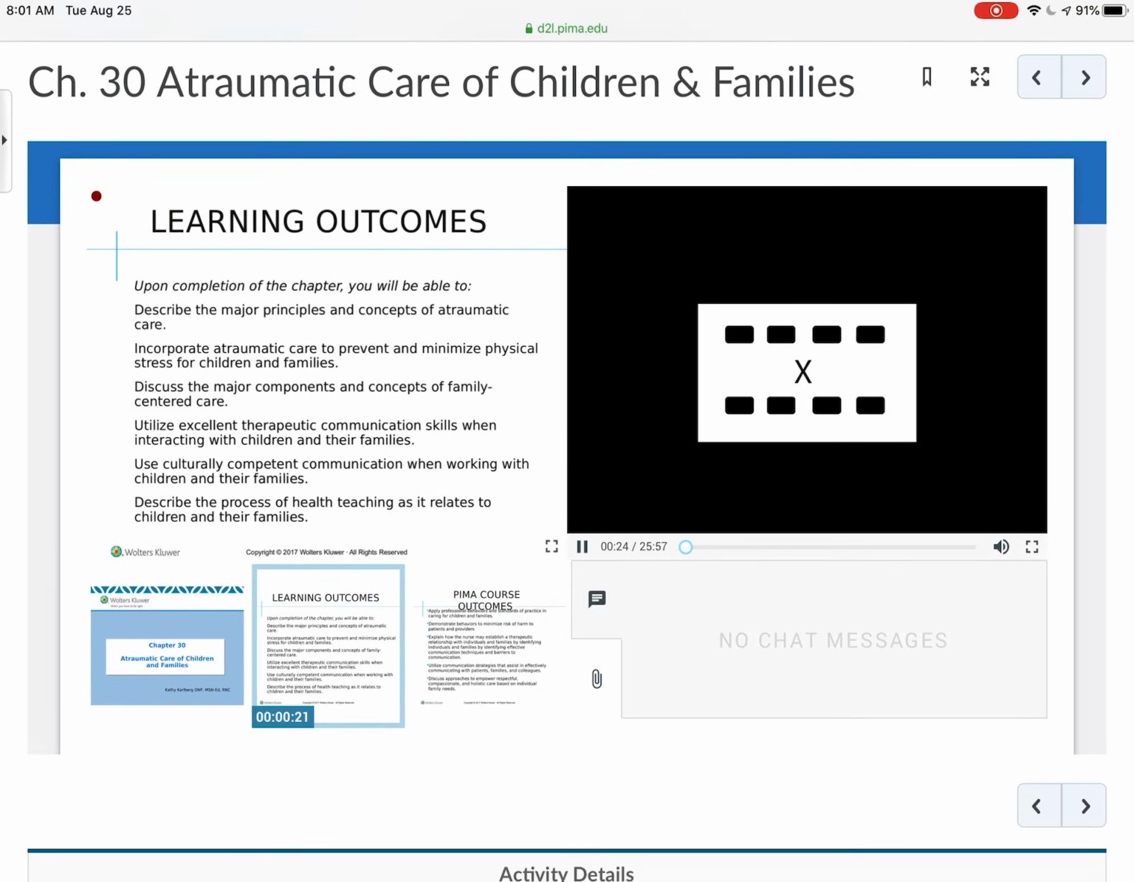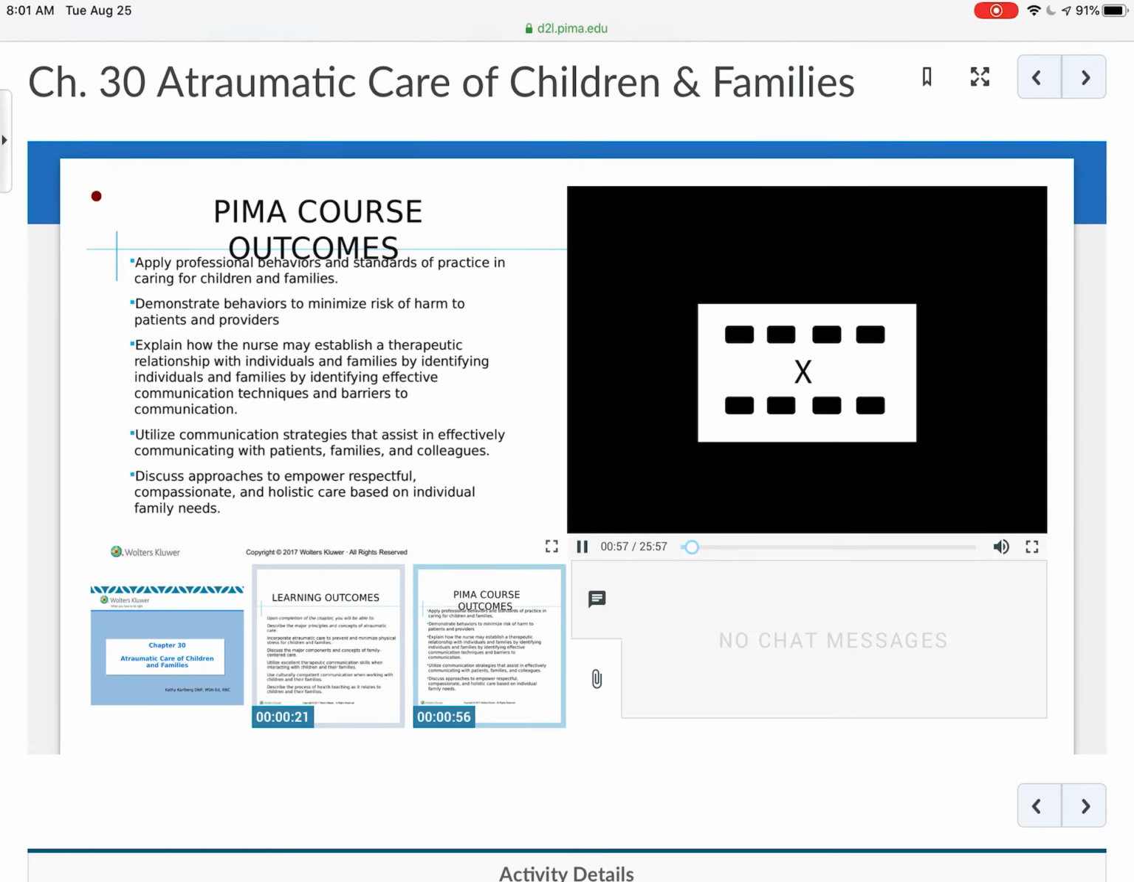Your learning outcomes for this chapter will be to talk about the major principles and concepts of atraumatic care, incorporate atraumatic care to prevent physical and or minimize stress for children and families, discuss major components and concepts of family-centered care, utilize therapeutic communication skills when interacting with children, utilize culturally competent communication, and then describe some of the processes of health teaching. There's your PIMA course outcomes.